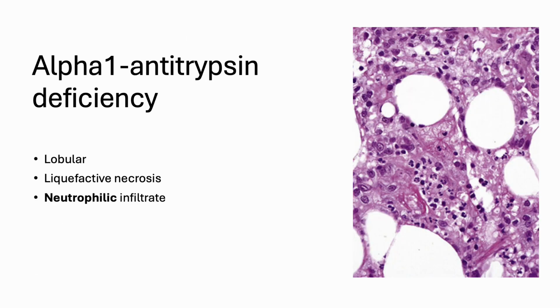Histologically, alpha-1 antitrypsin deficiency is a lobular panniculitis, and you can see there is also liquefactive necrosis, and the neutrophilic infiltrate in the septa as well as in the lobules is an important feature, but it's not unique. In order to make the diagnosis of alpha-1 antitrypsin deficiency, usually they need to give you more clinical scenario of the systemic involvement in the lung, pancreas, and liver.